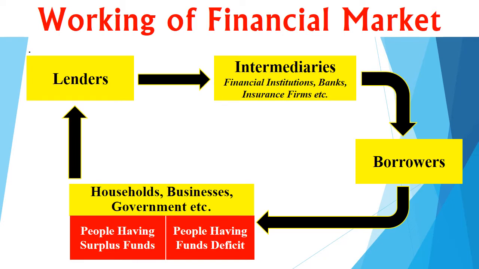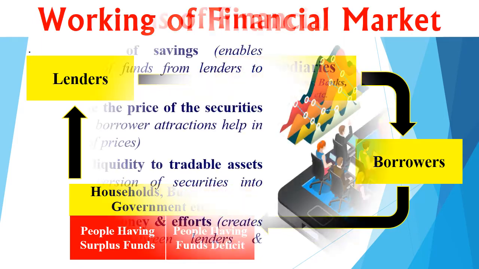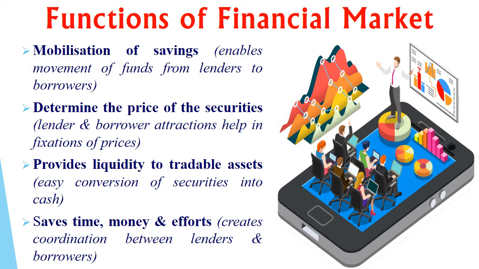So we can say that the working of a financial market is a cyclic process where all the major constituents are linked to each other as shown in the figure. Now let's discuss the functions of financial markets. Number one, mobilization of savings. So financial markets enable the movement of funds from the lenders to the borrowers.